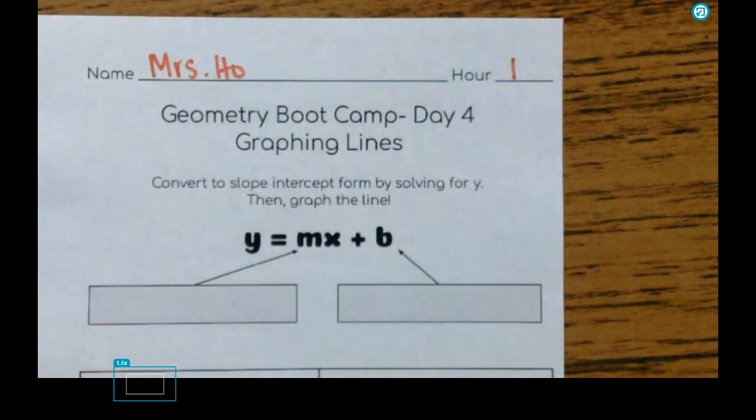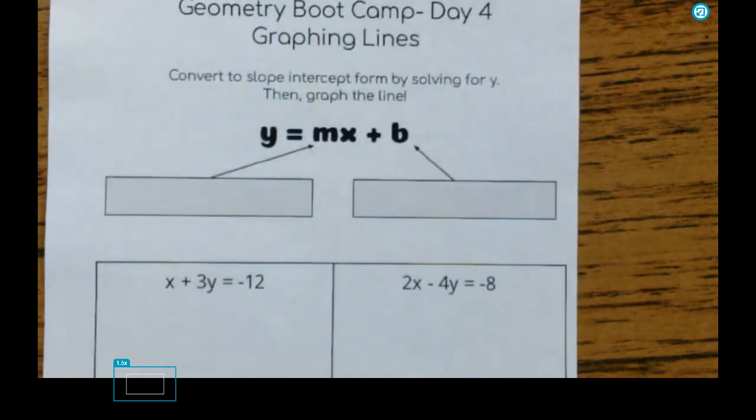All right, so today for Geometry Boot Camp, day 4 of 5. So we've got today and tomorrow, and then we're done with Geometry Boot Camp. We are graphing lines. We are going to start by converting to slope-intercept form by solving for y. The lines that we're giving you today are in what's called standard form, where x and y are on the left side. We are going to solve for y, and then we are going to graph the line.